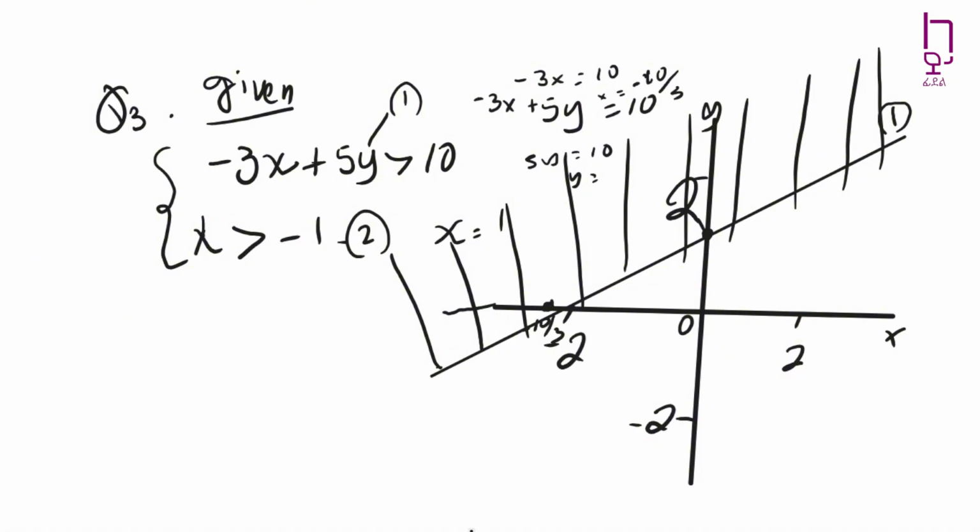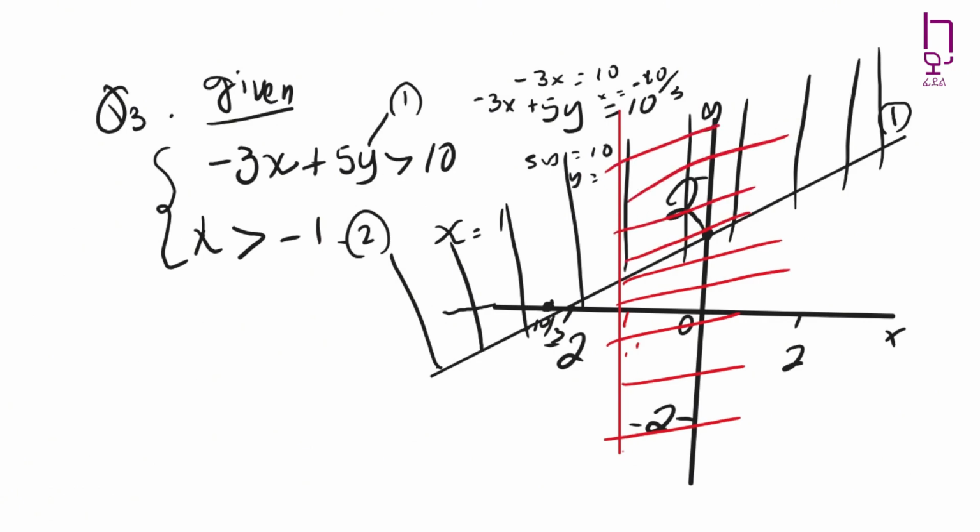For the second inequality, I'm going to use a red color. The equation is when x is equal to 1. When x is equal to 1, the equation becomes this line. So x is greater than this line, so I'm going to shade this region. Remember, the region where they overlap is the solution. Okay, now I found the solution.